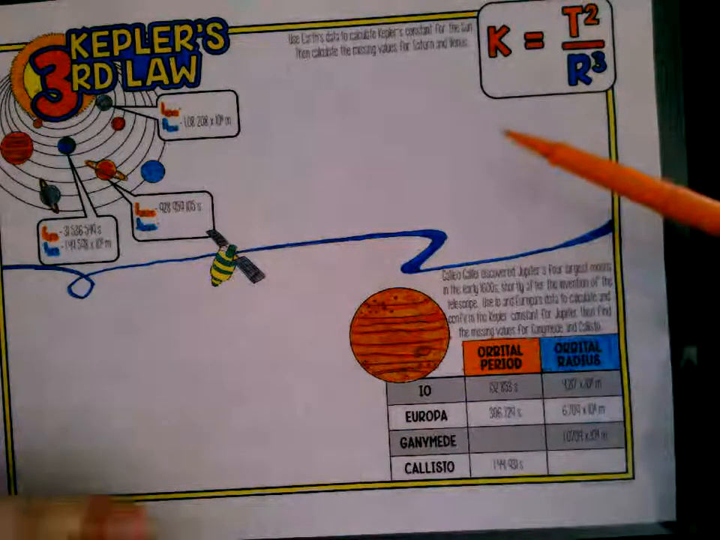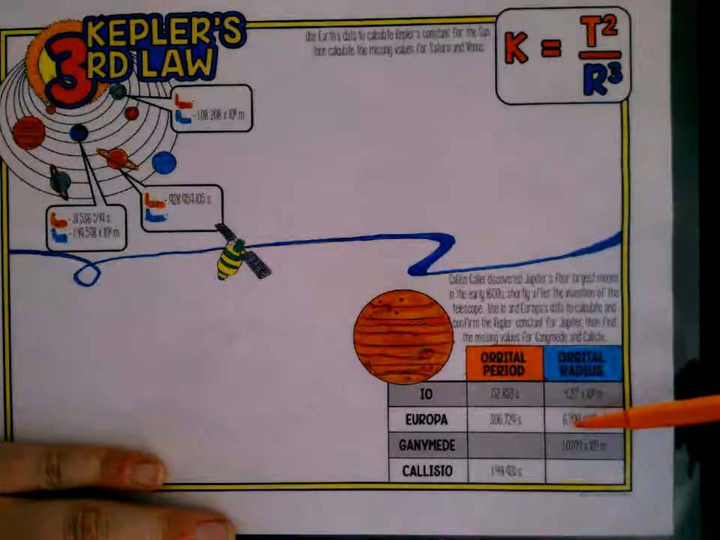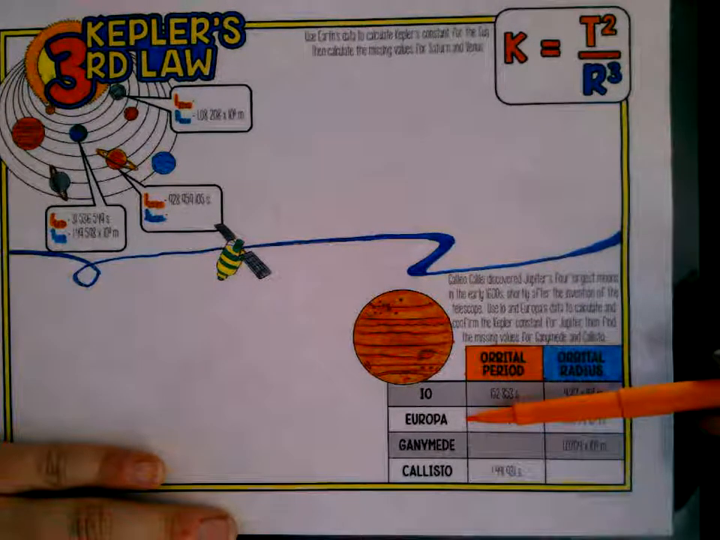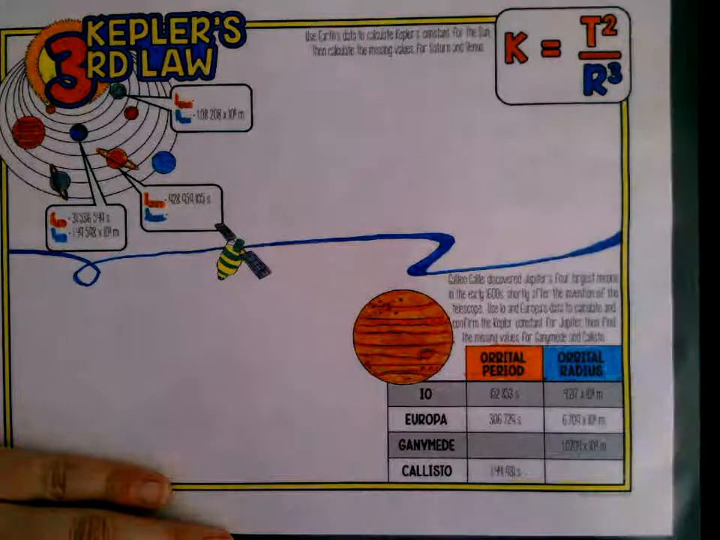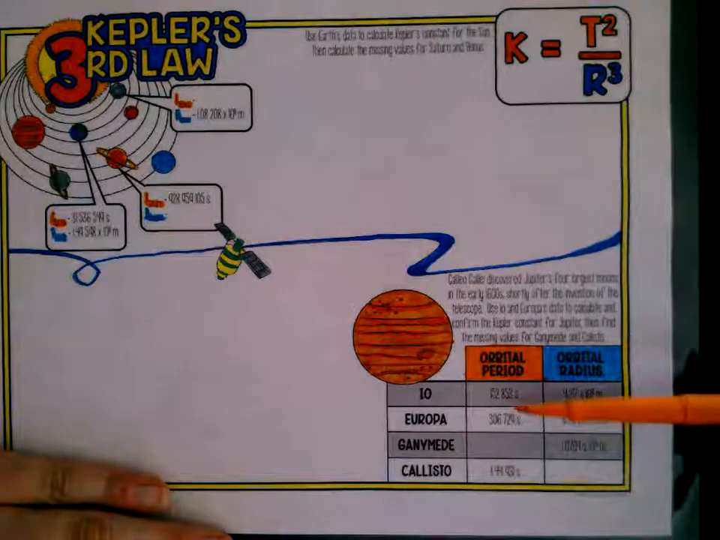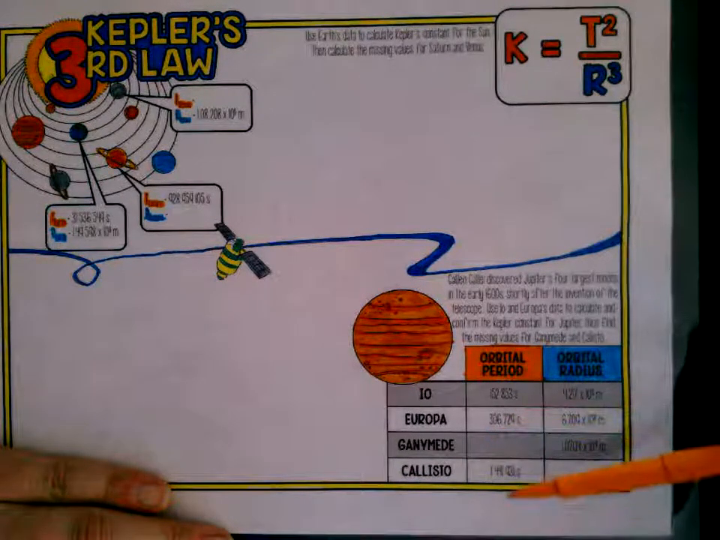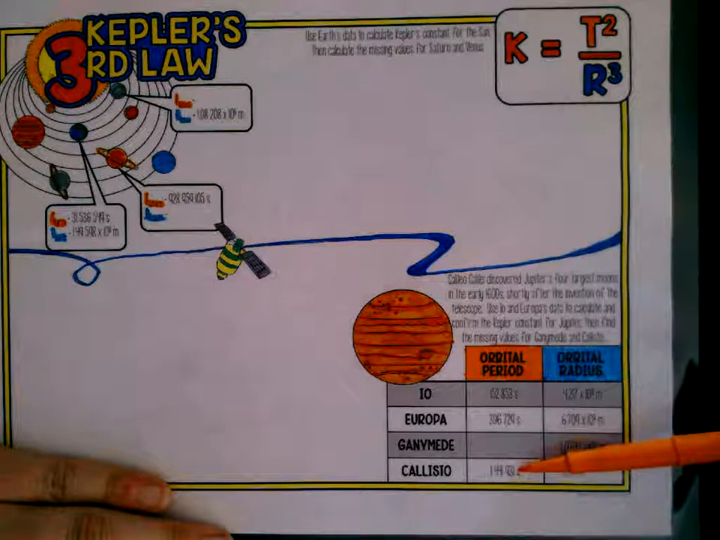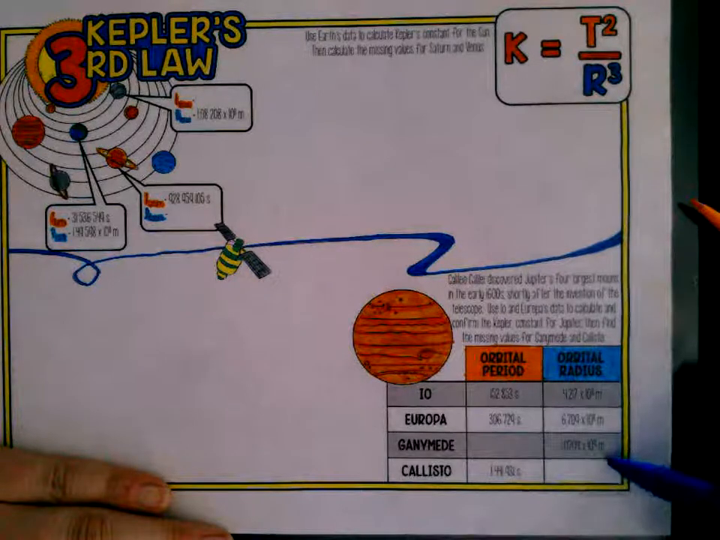So what you're going to do is the same thing that we did up top. So you're going to use the givens for both Io and Europa, and you should come up with the same answer for both of those for Kepler's constant for Jupiter. Once you get Kepler's constant for Jupiter, you're going to use that information to solve for the orbital period of Ganymede and then the orbital radius of Callisto.